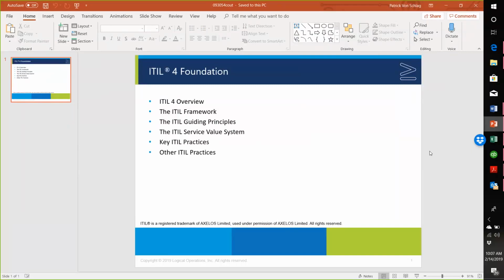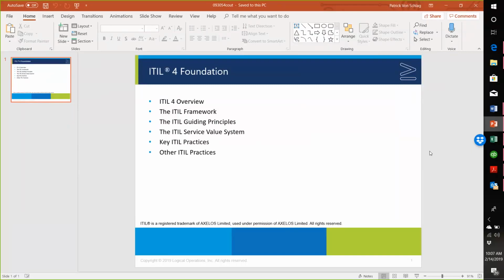So the structure really has 6 main parts, and we'll walk through each of these one at a time. There's going to be a core overview section, which lays out the framework and what it is. There's the framework itself, talking about the 2 main parts of the framework. And then we break out 2 or 3 chapters that break into certain parts of that high-level framework. It's called the service value system.